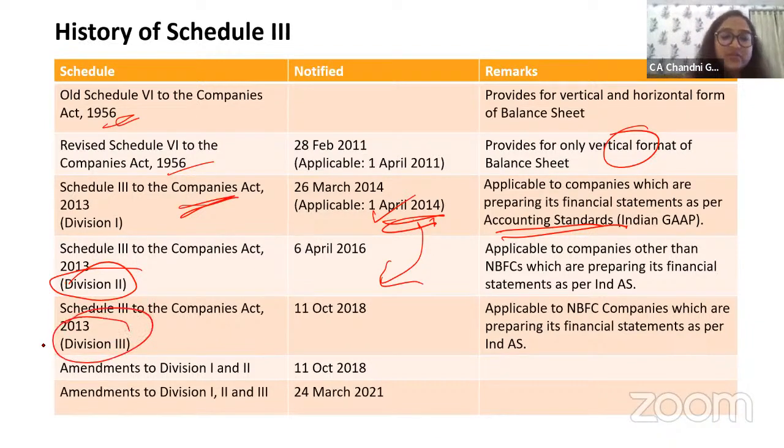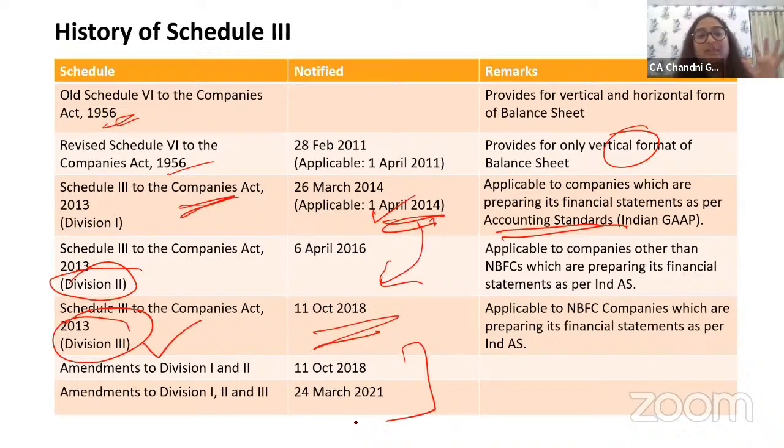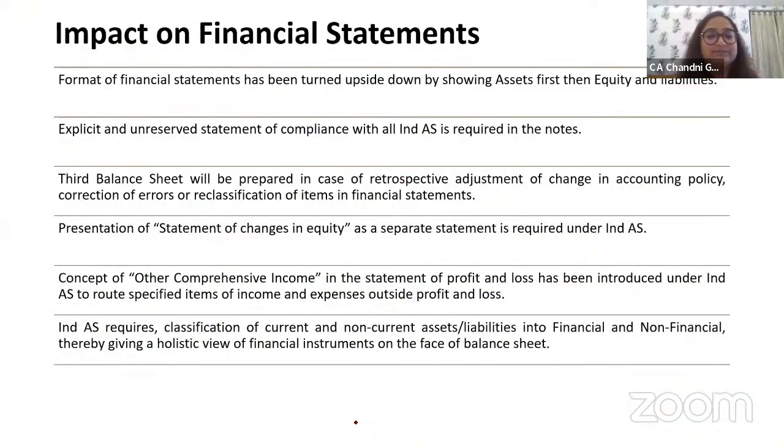Then in 2018, because by then Ind AS were applicable to NBFCs, for NBFCs which are applying Ind AS, they introduced Division 3 to Schedule 3. And then the amendments came in all 3 divisions. So this is essentially the entire history of Schedule 3 and how it moved from vertical and horizontal format to having 3 divisions specifically for AS, Ind AS non-NBFC and NBFC Ind AS. Right. So I think this will help you to understand the financial statements.